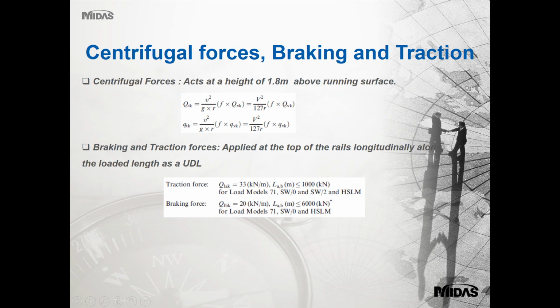Again, centrifugal forces, braking and traction are applied at the top of the rails. Braking and traction are applied longitudinally along the loaded length as a UDL, and similarly centrifugal force is applied in transverse direction as element beam load.